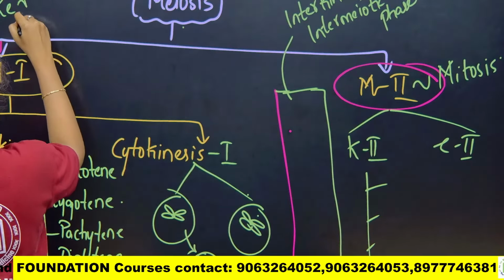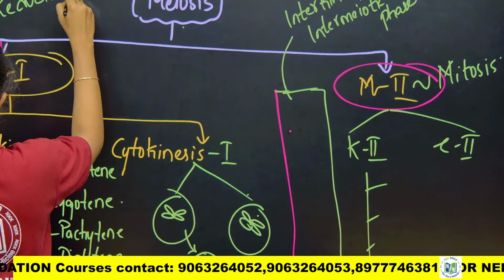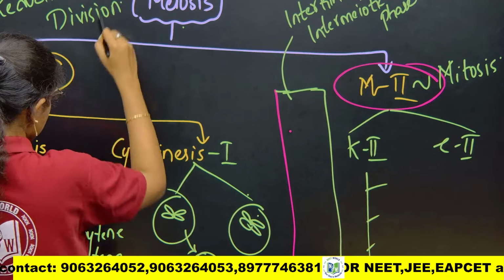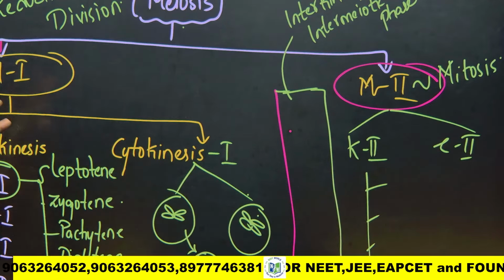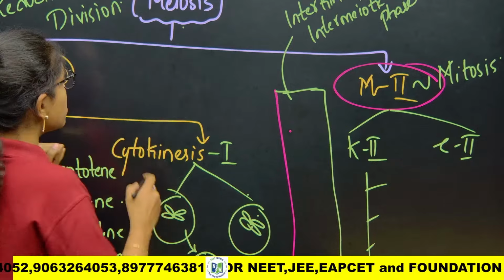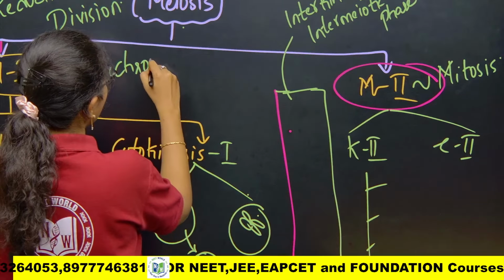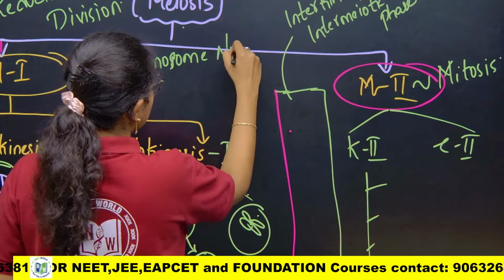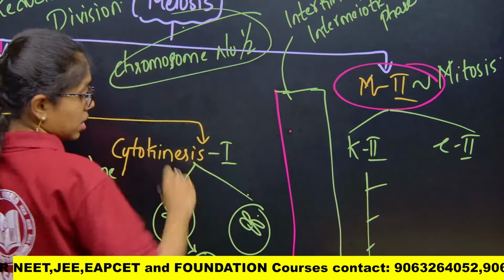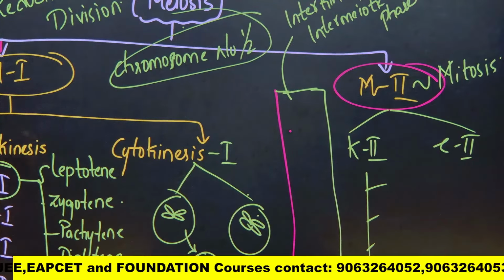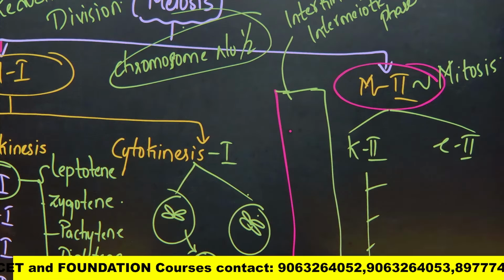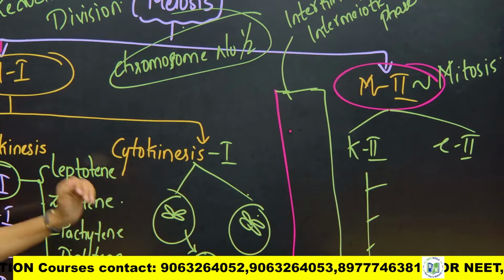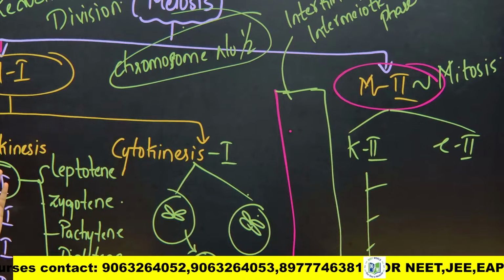Meiosis is also called reductional division. Why is it called reductional division? If you see from parental cells to daughter cells, the chromosome number in the daughter cells will be half. That is why meiosis is said to be the reductional division. And this is the complete framework of meiosis. If this flow chart is in your mind, then you can remember all the stages in sequence.